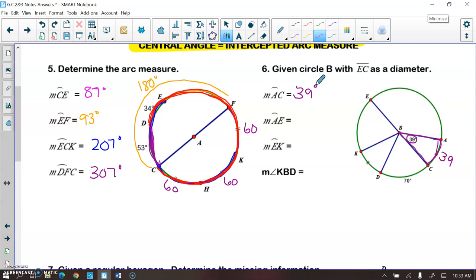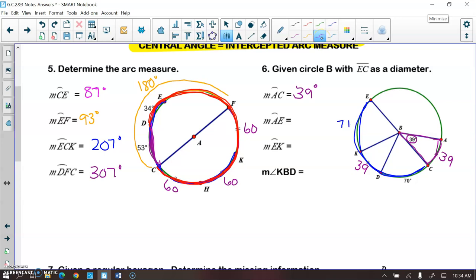Now, we see that arc AC and arc DK are equal, so this is also 39 degrees. And this whole arc is a semicircle, so that's 180 degrees. So if I do 180 minus 39 minus 70, that leaves me with arc EK being 71 degrees.